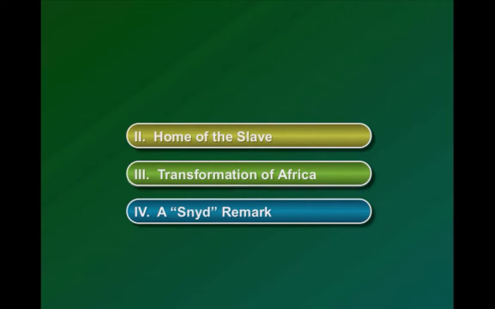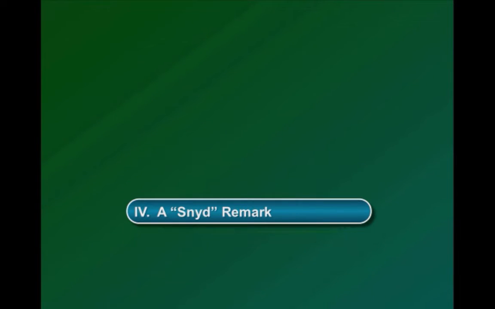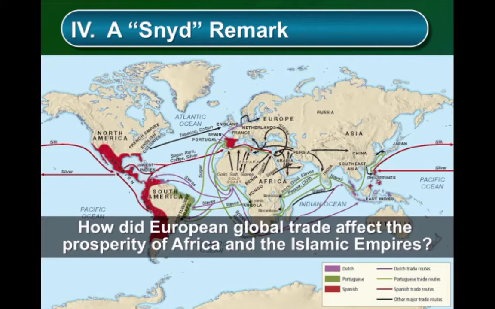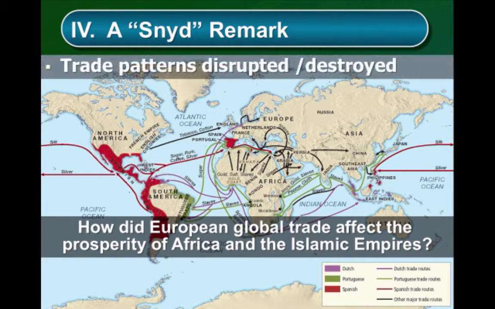Now it's time for a snide remark where we bring it all together to talk about the European impact on the continent of Africa. And ultimately, we need to ask, how did European global trade affect the prosperity of Africa and the Islamic empires? Traditional trade patterns, such as the Trans-Saharan and Indian Ocean trade routes, were disrupted or destroyed by the new global trade routes dominated by the Europeans.